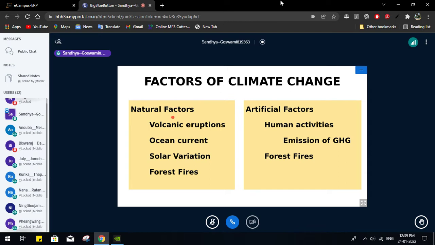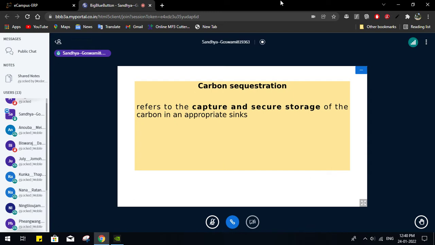Then we also talked about the factors of climate change, natural factors and artificial factors. For this we did a separate presentation in the last class. Natural factors we said were volcanic eruption, ocean currents, solar variations, and forest fires. Similarly, artificial factors are human activities responsible for the emission of greenhouse gases, and forest fire is also among the artificial factors. As I told you earlier, 95%, even 99% according to certain studies, of forest fires are deliberately set by humans. So these are the factors we have studied.